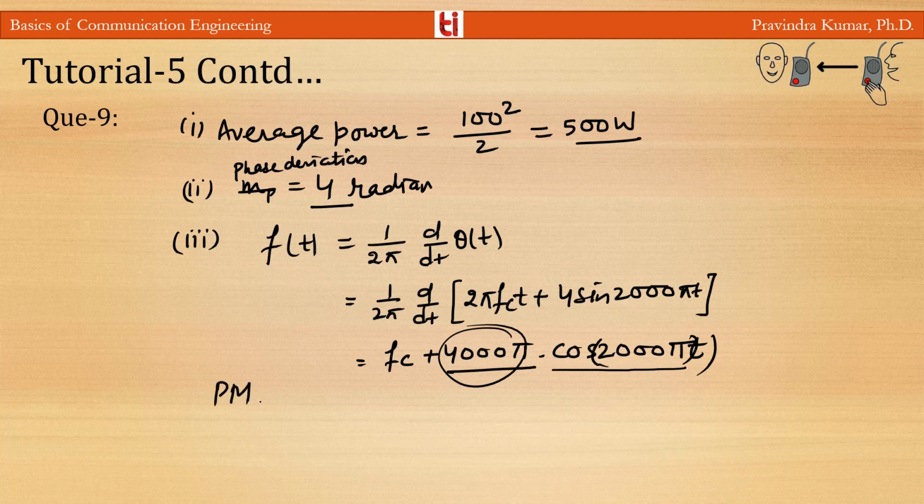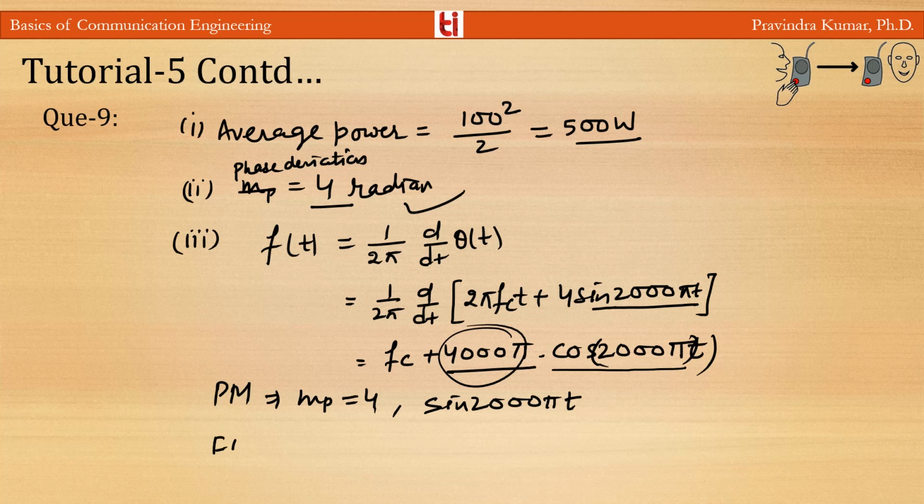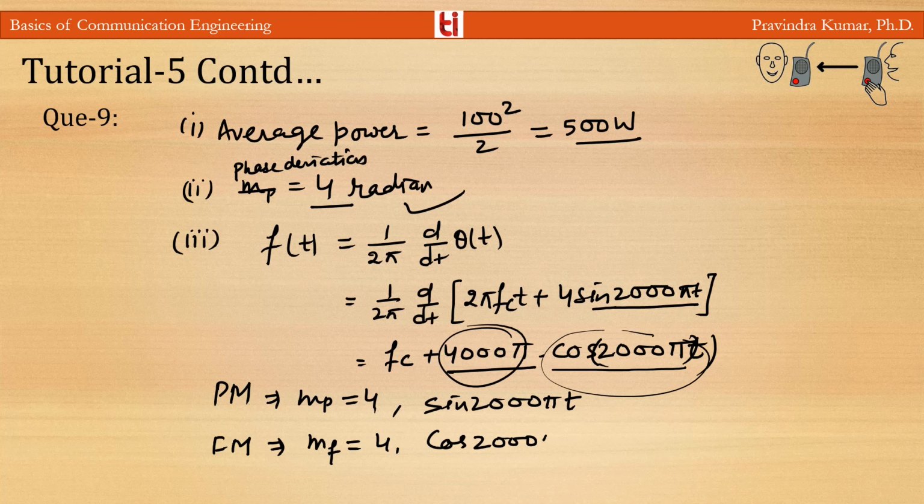Now it can be considered as a PM wave with mp equal to 4, phase deviation 4, and the modulating signal is sin 2000 pi t. Or it can be considered an FM wave with modulation index 4, and the modulating signal in this case will be cos 2000 pi t.